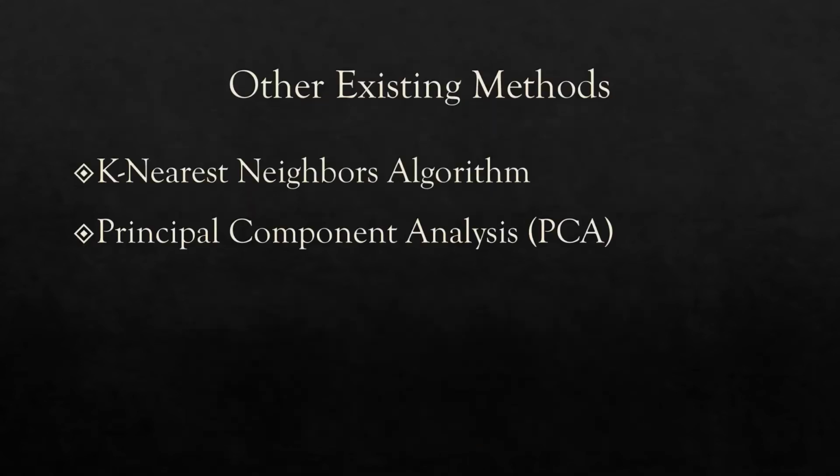So apart from convolutional neural networks, there are some other existing methods, which are the k-nearest neighbors algorithm and principal component analysis. First, I will talk about the k-nearest neighbors algorithm. When using the k-nearest neighbors algorithm, one usually needs to enhance the image so that the features that are to be extracted stand out and can easily be identified.